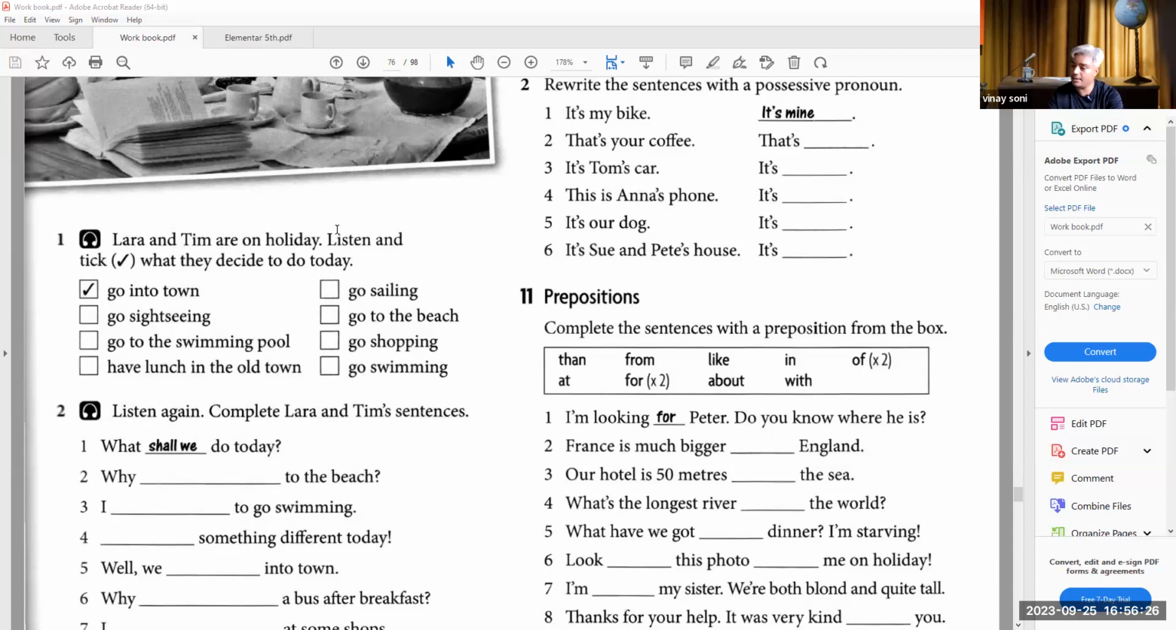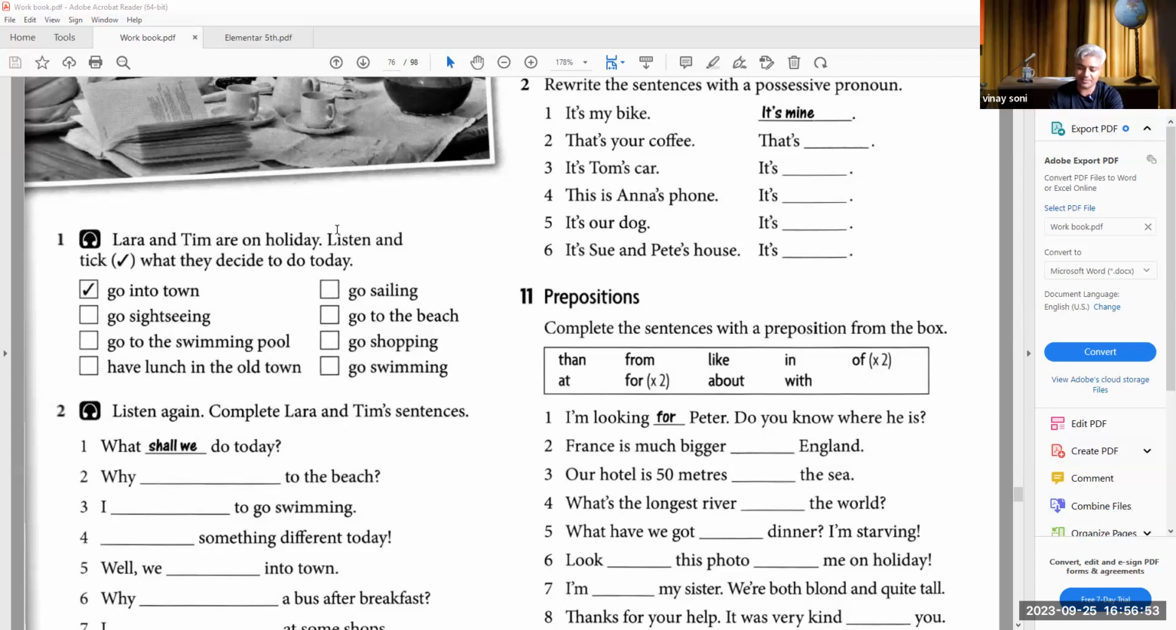Okay. And what do you think? That sounds great. And then in the afternoon, we can go to the beach. I can go swimming. Perfect. Let's catch the bus straight after breakfast. Okay. So without a fight, they both agreed what they're going to do today.